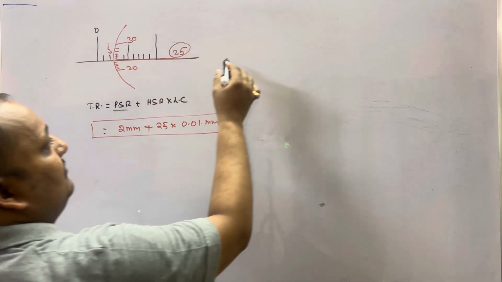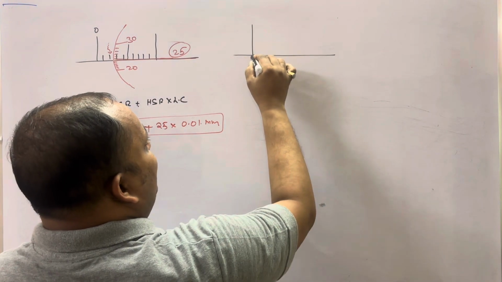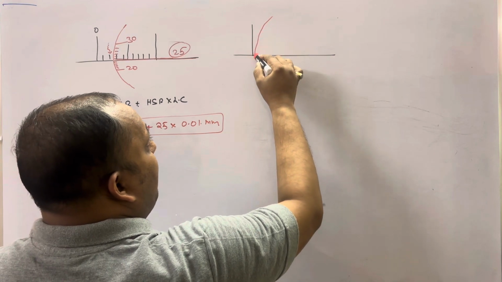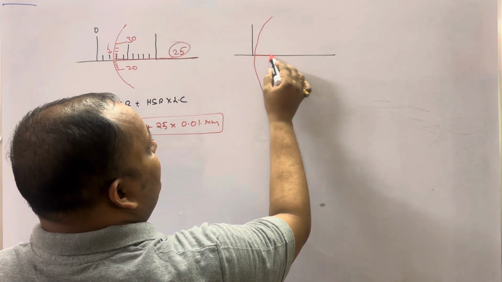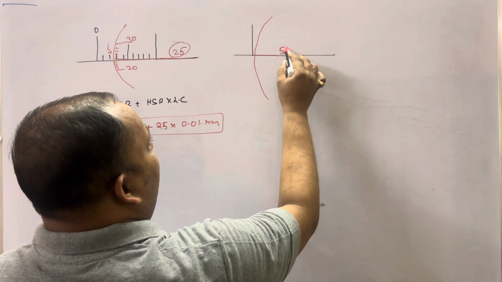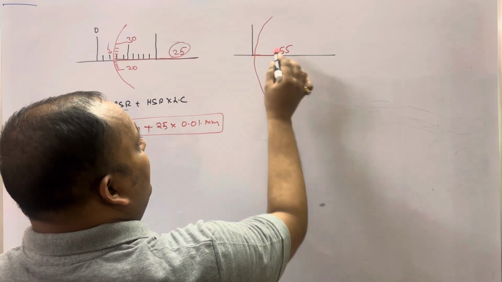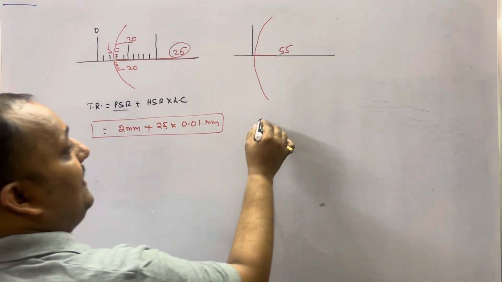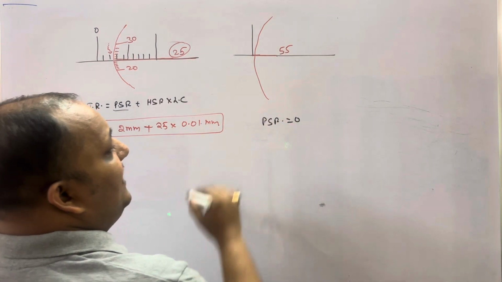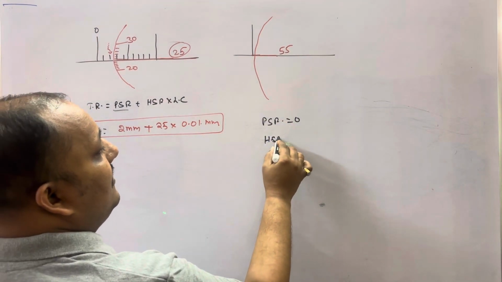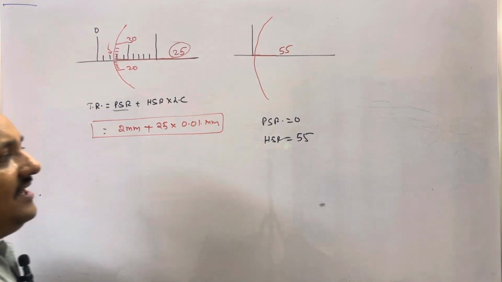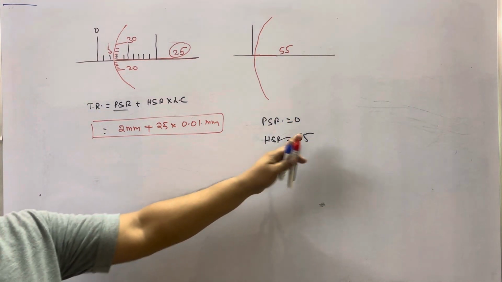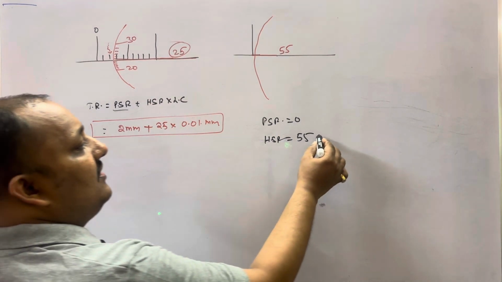Same question: this is 0, your horizontal line, this is the index line, and 55 is with the horizontal line on the head scale. Now what is the reading of this? PSR is going to be 0, HSR is going to be 55. If it is having error, depending on the error, you have to add or subtract. Plus or minus we will do according to the error.